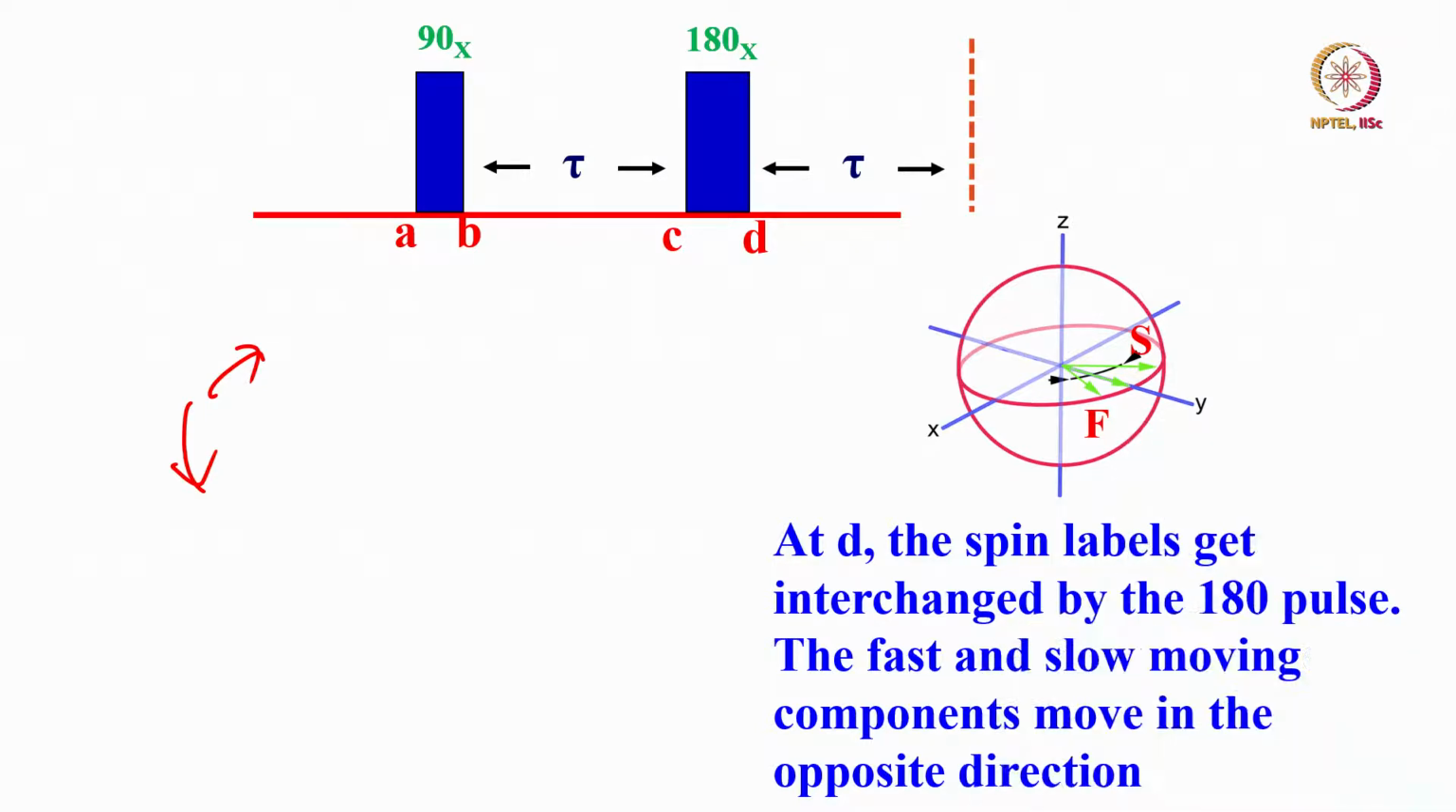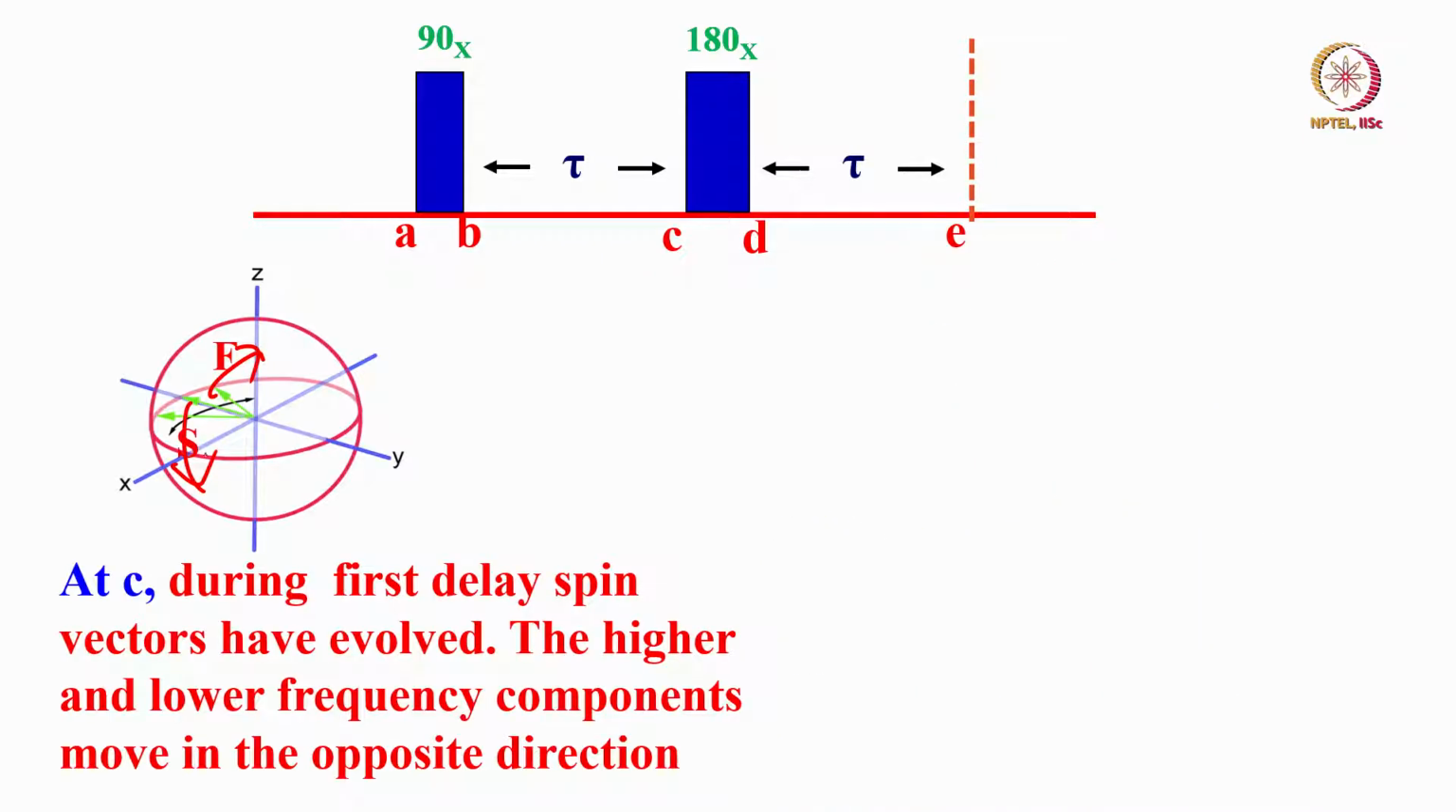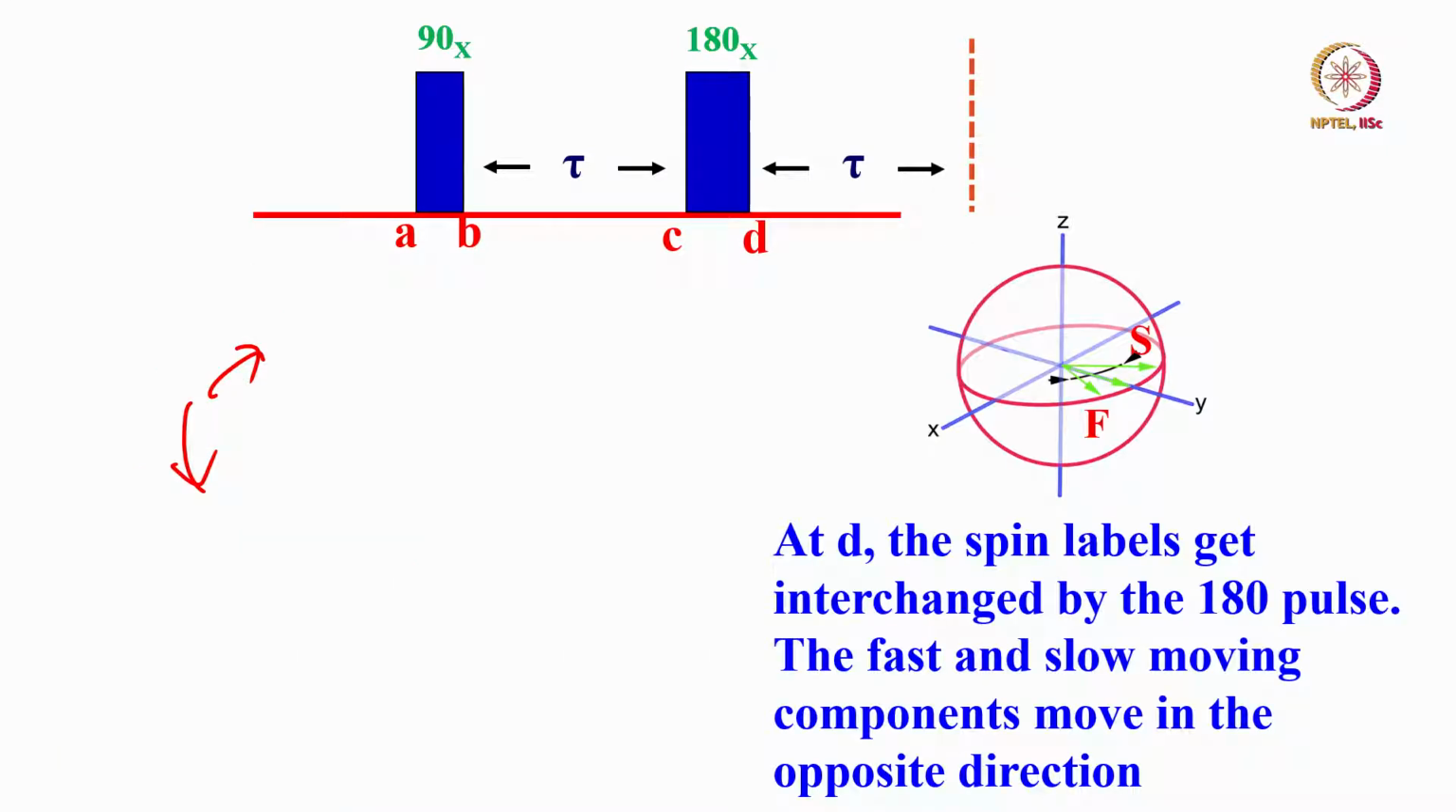Now after a certain time, we are going to apply a 180 pulse. With the 180 pulse, what you are going to do is simply invert the magnetization from plus y to minus y. The entire set of vectors is like turning a pancake. You completely turn it to the other side, from the minus y axis to the plus y axis. Then the fast moving and slow moving components interchange their direction of motion. Fast moving earlier was going like this, slow was moving like this. Now fast starts moving like this, slow starts moving in the opposite direction.